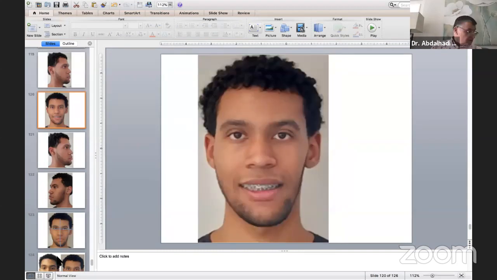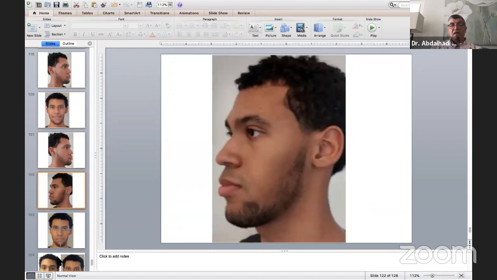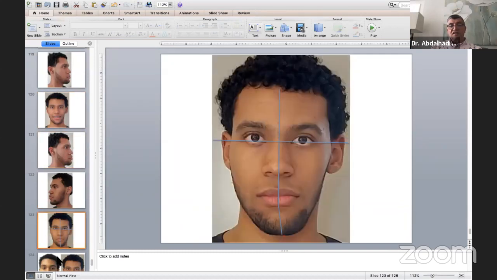This is his face with a smile. You can see a little bit more. This is his profile. He's still in treatment for another 6 to 8 months. But if you look now, we still have a deviation of the menton, of the lower chin, which is not perfectly in the middle if you take a mid-sagittal line.